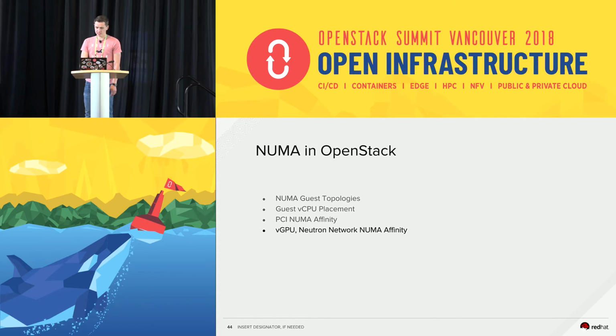The last one of these is coming soon. vGPU support, which was added in the last cycle. We currently don't expose NUMA affinity for that. So if you have a vGPU on one NUMA node, your instance could be scheduled to another one, and you're just going to have to deal with the performance impact of that. Also, if you're using something like vSwitch through Neutron, you don't get the affinity for that at the moment. We're working on fixing that this cycle.